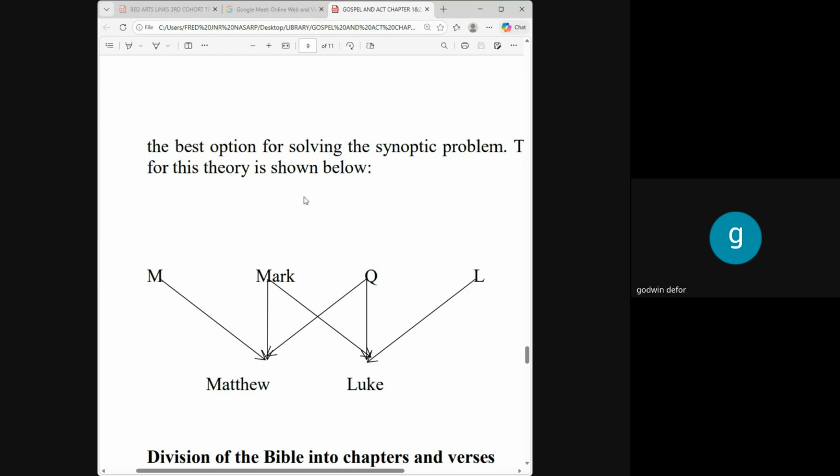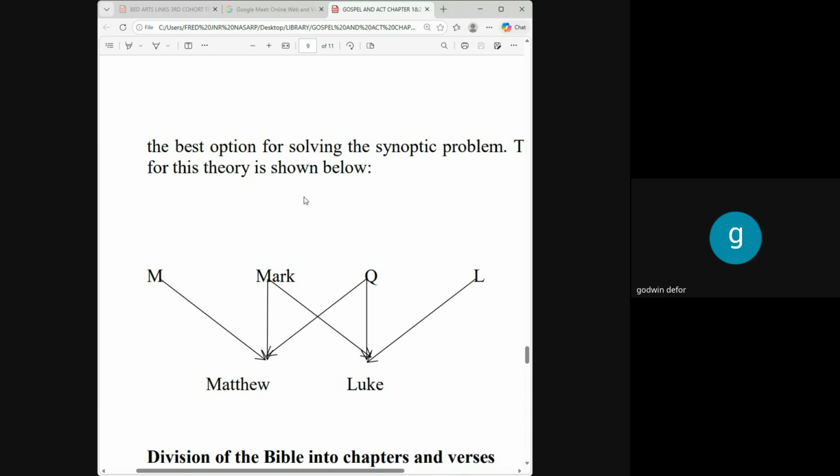So you will see that Luke copied straight from Mark, the main source. Secondly, Luke, the author, copied from Q source. So an arrow is dropping from Q to Luke. Then you see L source up there. There is an arrow stretching from L source to Luke, meaning that Luke copied from this source also. So that is the diagram in support of the fourth source theory.